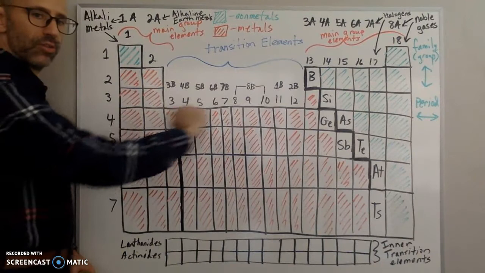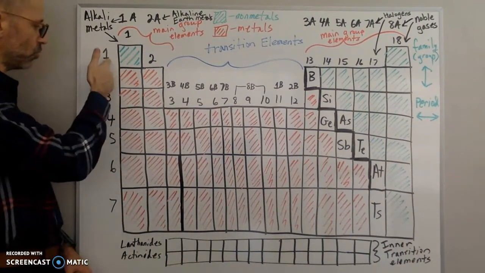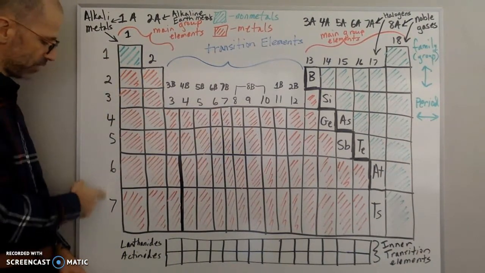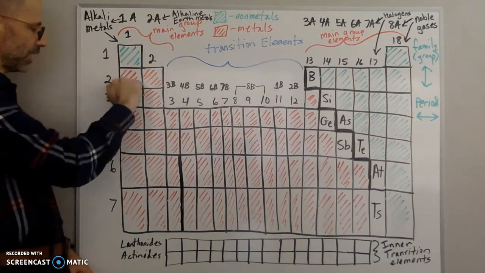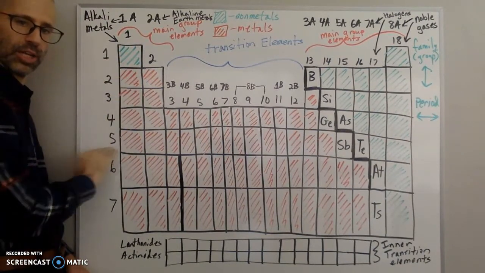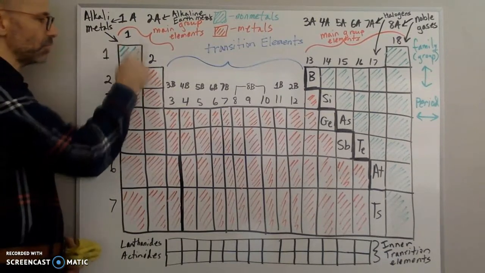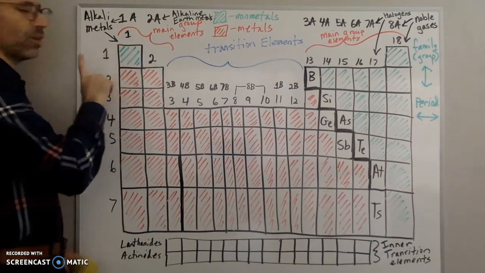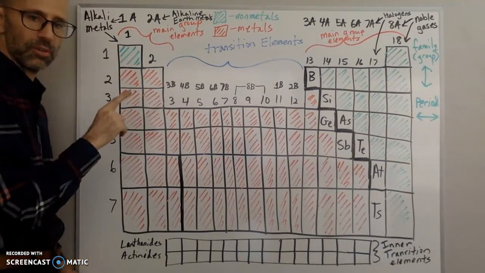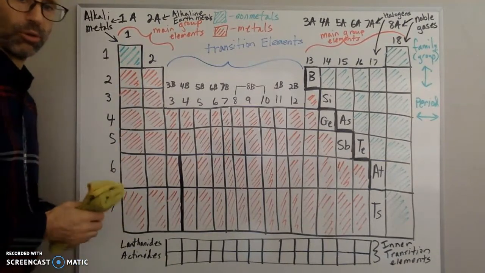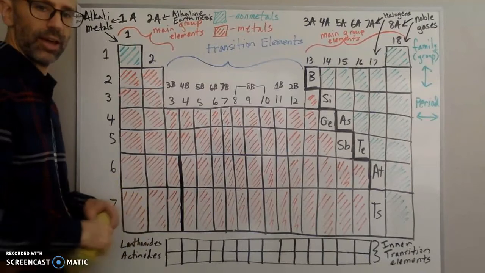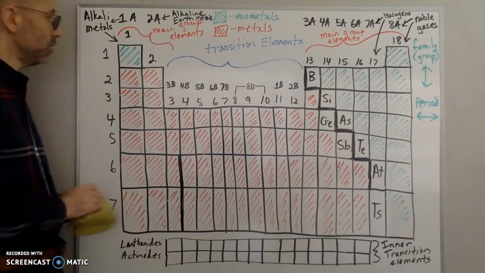So if you're going this way, these are periods, and they're numbered 1, 2, 3, 4, 5, 6, 7. So first period, second period, third period, fourth period, and so on. And you'll see that the groups or families are also numbered. So there are two different numbering systems. There's a historical basis for this, and I'm not going to get into that.